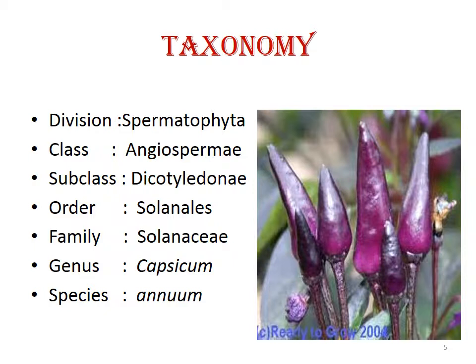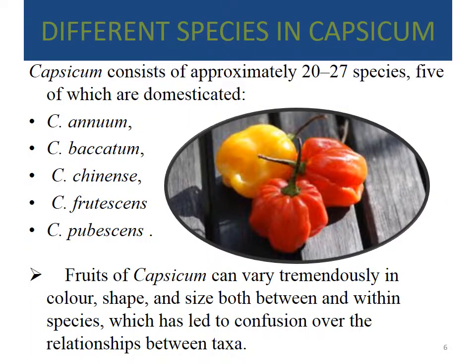Taxonomy. Division is Spermatophyta, class Angiospermae, subclass Dicotyledonae, order Solanales, family Solanaceae, genus Capsicum and species annuum. Different species of Capsicum: it consists of approximately 20 to 27 species, 5 of which are domesticated: Capsicum annuum, baccatum, chinense, frutescens and pubescens.